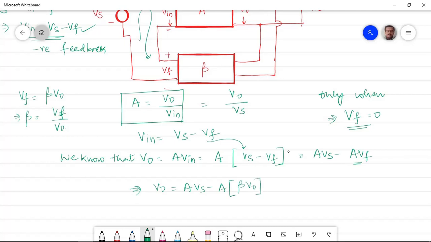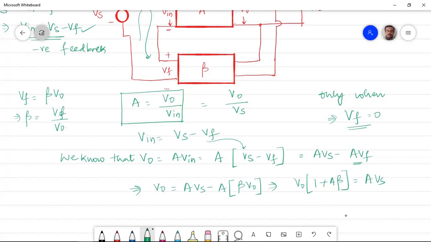Slowly, if you observe the steps that I'm writing, in the equation I should have only the terms like A, beta and AF, or things relevant to AF, which is V naught and Vs. Slowly I'm trying to eliminate the terms which are not required. Vf got eliminated now, V naught is anyway there, and I've got A and beta coming into the picture here. So I can take this to the left hand side and say V naught into 1 plus A beta is equal to A times Vs.